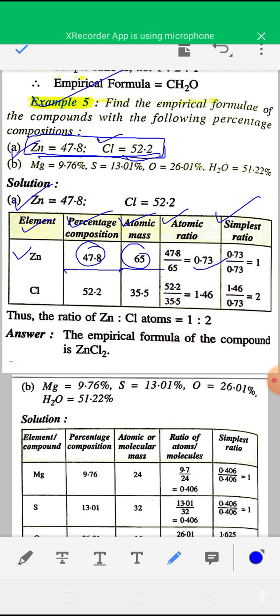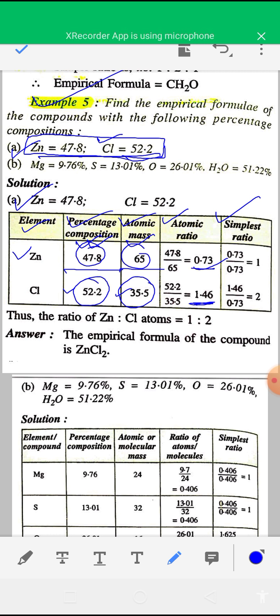And similarly for chlorine, the percentage of chlorine is 52.2 and the atomic mass of chlorine is 35.5. So the atomic ratio of chlorine is 52.2 divided by 35.5, which is 1.46. So how to calculate the atomic ratio? You have to divide the percentage composition of the element by its atomic mass, and then you will get the atomic ratio.